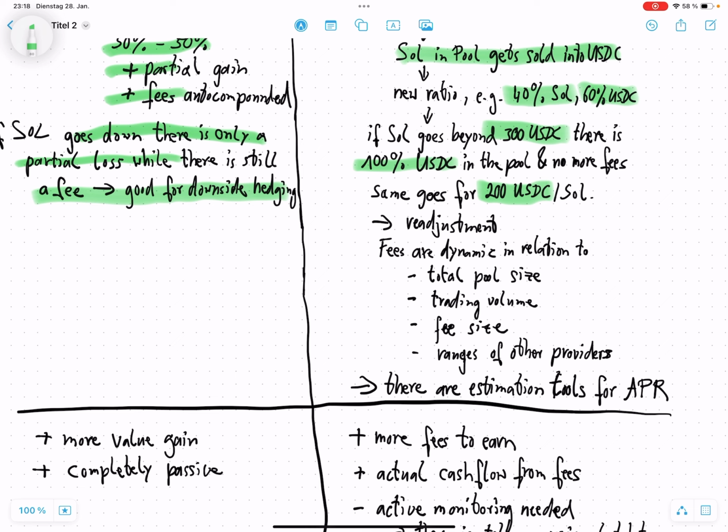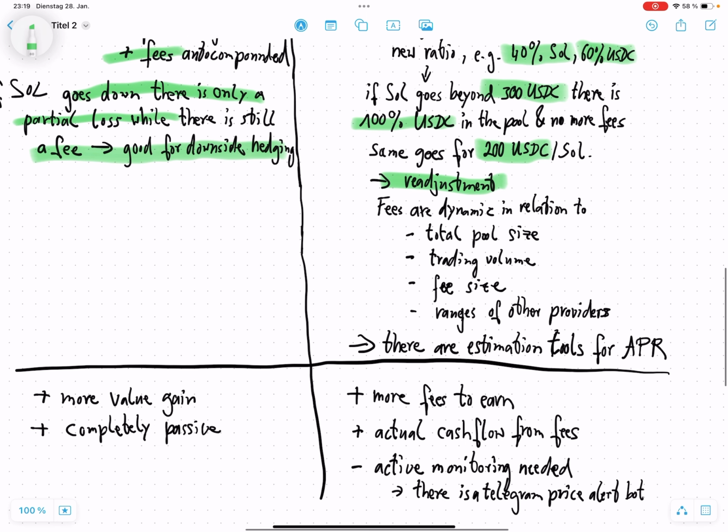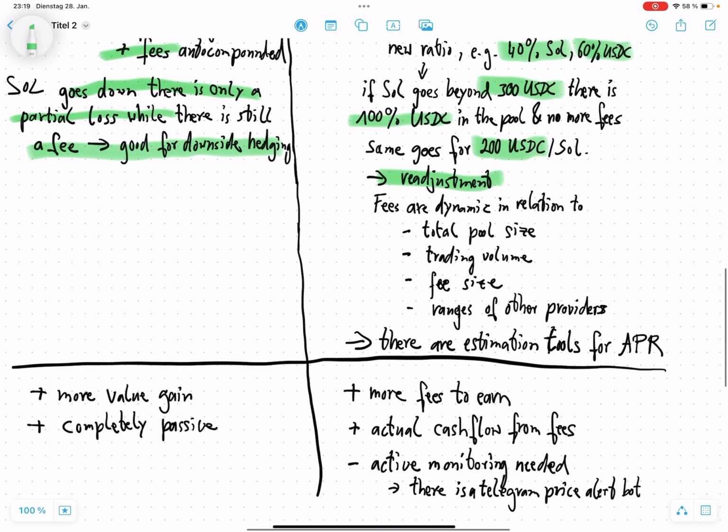This is just something you have to keep in mind. Then at this point, when the range is left, you can think about a readjustment of the pool. So you might want to swap or exit the pool and then swap 50% of your SOL or USDC, whatever you have 100%, back into the other asset and then redeposit into the pool with a new range that is also adjusted to the new price.